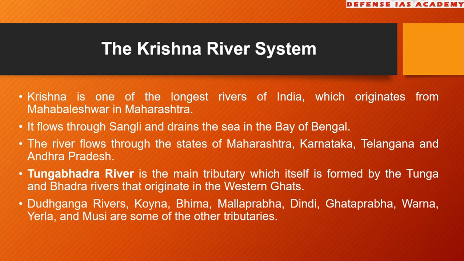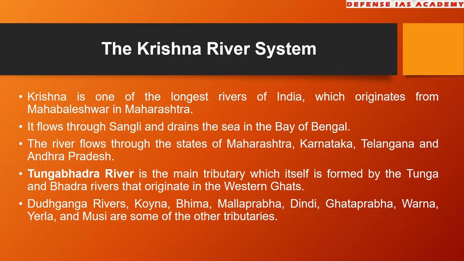Next is the Krishna river system. It is one of the longest rivers of India, which originates from Mahabaleshwar in Maharashtra. It flows through Sangli and drains into the Bay of Bengal. The river flows through the states of Maharashtra, Karnataka, Telangana, and Andhra Pradesh.